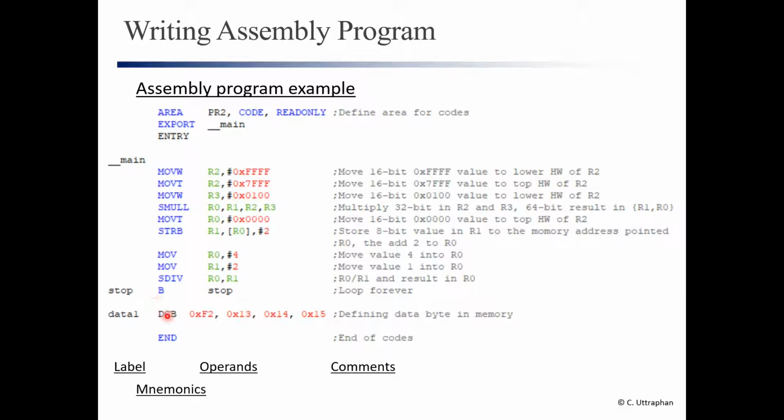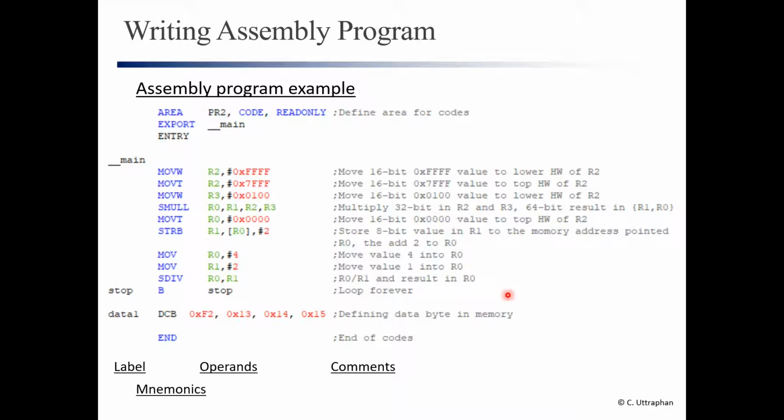We also have another assembler directive, DC, here, and the last one is the END directive. We have 4 fields, where the first one is for the label. Here we have the main label, stop, and data1 labels. The second field is the mnemonic or the opcode field. The third one is the operand field, and the last one is the comment field.